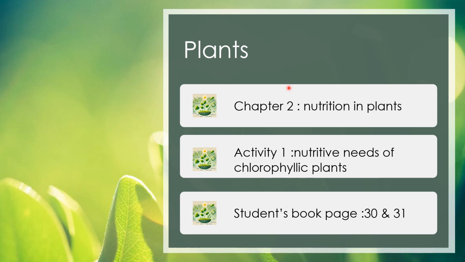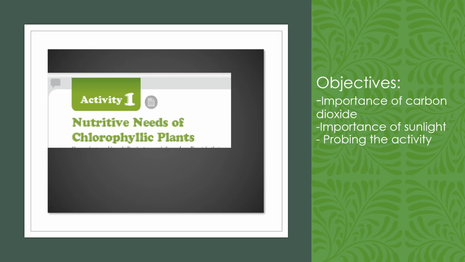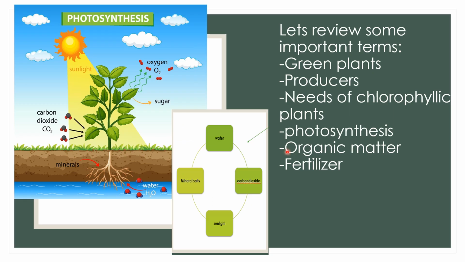Today, we'll be moving forward with our lesson focusing on activity 1 on pages 30 and 31. Activity 1, nutritive needs of chlorophyll plants. Objectives: importance of carbon dioxide and importance of sunlight, and we will continue cropping the activity. Let's review together some important terms that were mentioned in the previous video.